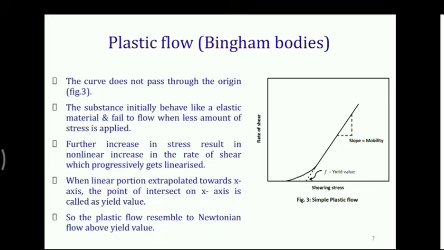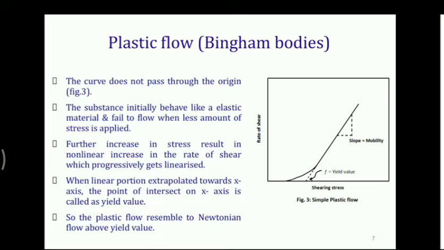So the plastic flow resembles Newtonian flow above the yield value. What is the conclusion from this? Above the yield value, your plastic system behaves like a Newtonian system. Now again, in this particular diagram, the value of the slope equals mobility. It is mentioned in this diagram.